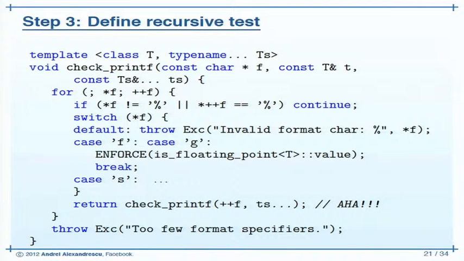I'm going to enforce at runtime that this is a floating point. This is my check. This is my payload. This is the essence of it all, right? If it's S, you have to check it's a pointer to character, and so on and so forth, right? And by default, if nothing fits, you just throw an exception, right?